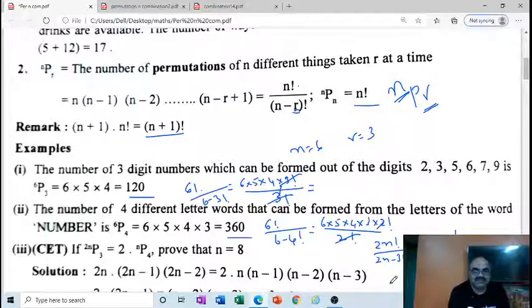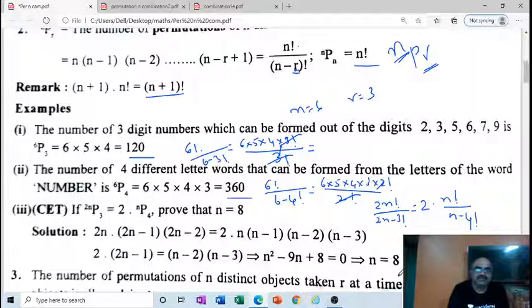See friends, you can see the solution there, how it is done. 2n, 2n minus 1, 2n minus 2, 2n minus 3 factorial by 2n minus 3 factorial. This cancels. What is remaining? It is 2n, 2n minus 1, 2n minus 2.